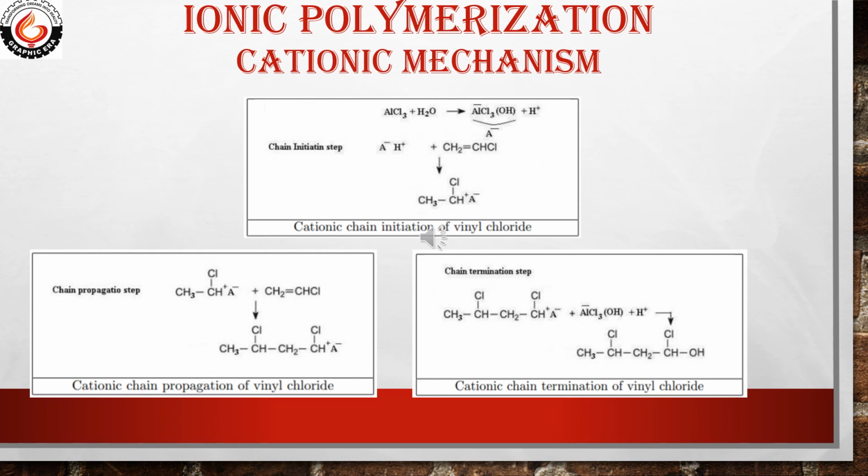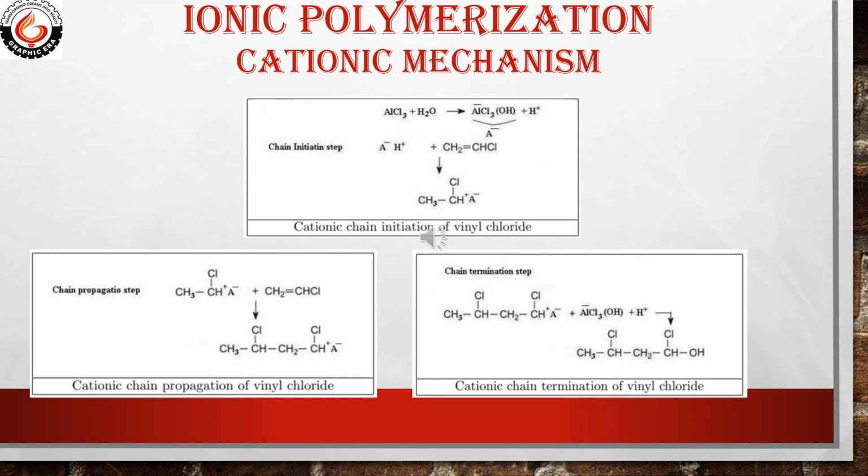Here you can see in the cationic chain initiation step of vinyl chloride, a cationic center is created. Here you can see CH3, CH plus, Cl A minus. So this CH plus is a cationic center. The next monomer will come and can be attached to this cationic center. So in the first step, the carbocation is formed, which initiates the reaction.